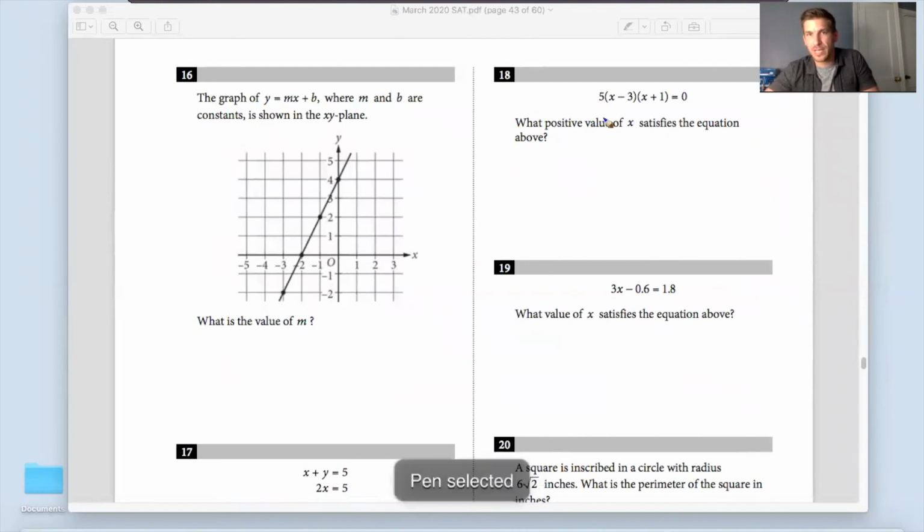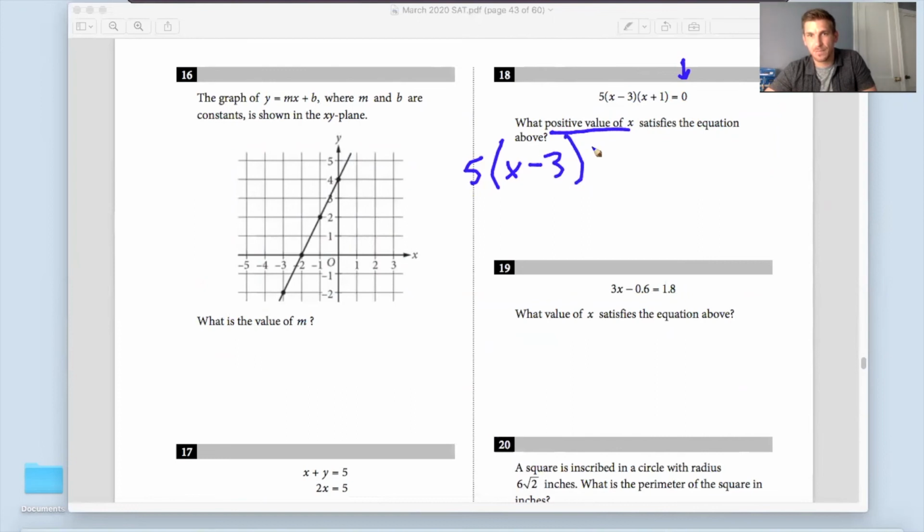Okay, so what positive value of x satisfies the equation above? Now, I notice here there's a 0, which means I need to figure out what factors or what roots go into this. So if this is x minus 3, and then this is x plus 1, equals 0. Remember, as we're coming to the home stretch, if you guys have any general questions or want me to go back to any of the other questions, just let me know.